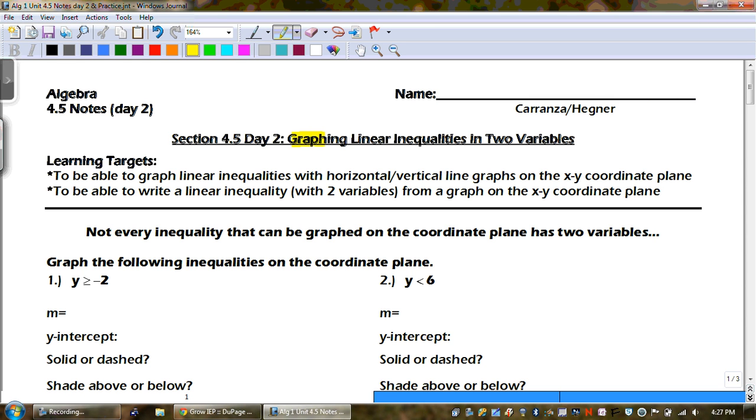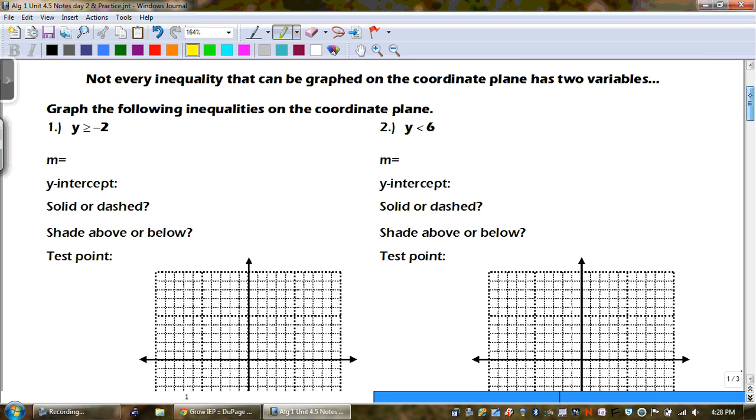Today we're talking about graphing linear inequalities in two variables. Our learning target today is to be able to graph linear inequalities with horizontal and vertical lines on the XY coordinate plane, and to be able to write a linear inequality with two variables from a graph on the XY coordinate plane. Just to let you know, not every inequality graphed on the coordinate plane has two variables, okay? Sometimes they have one.